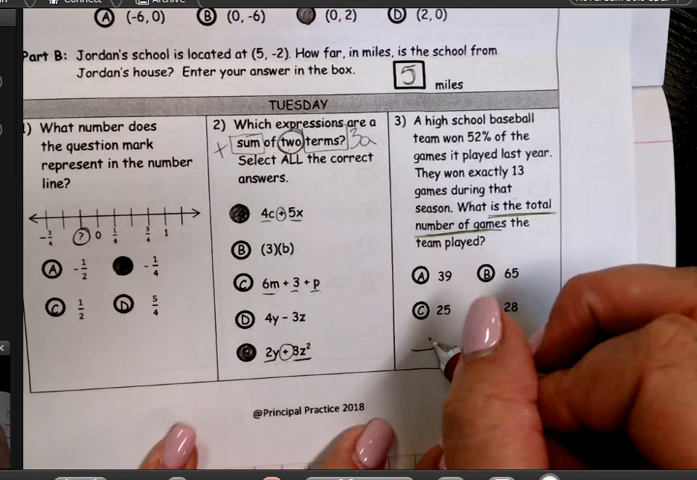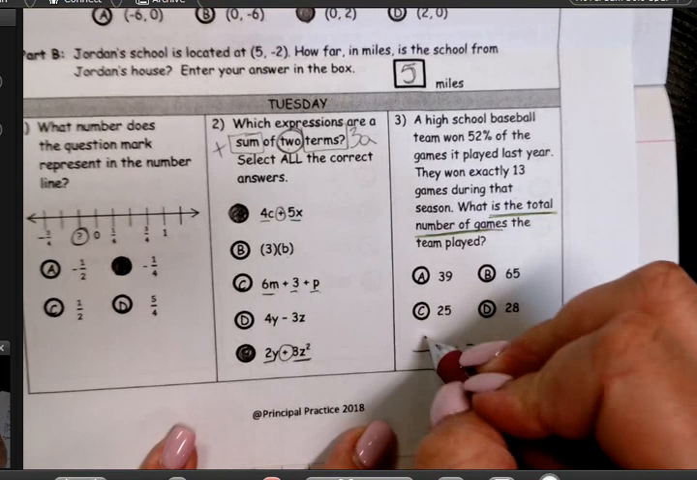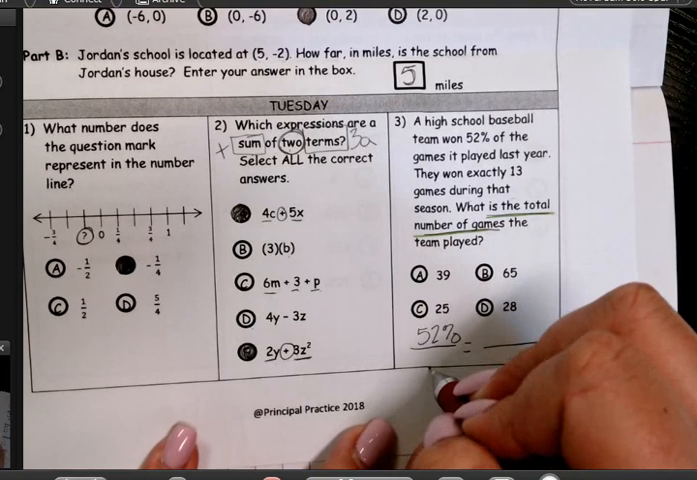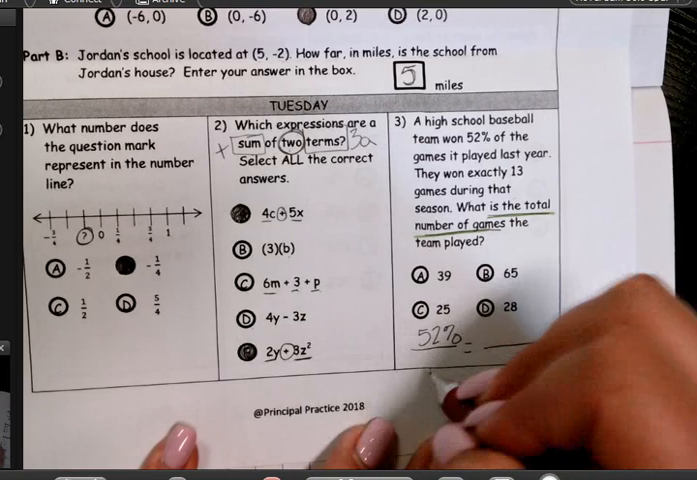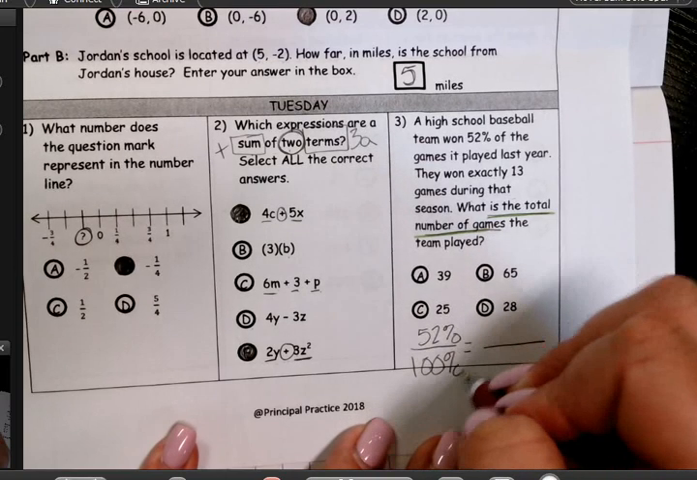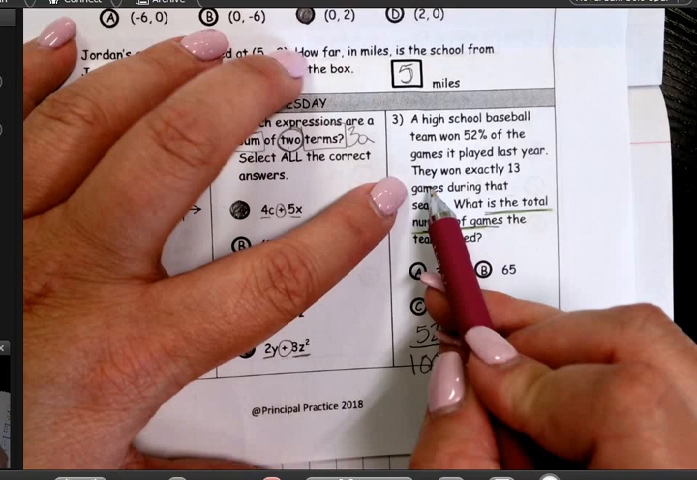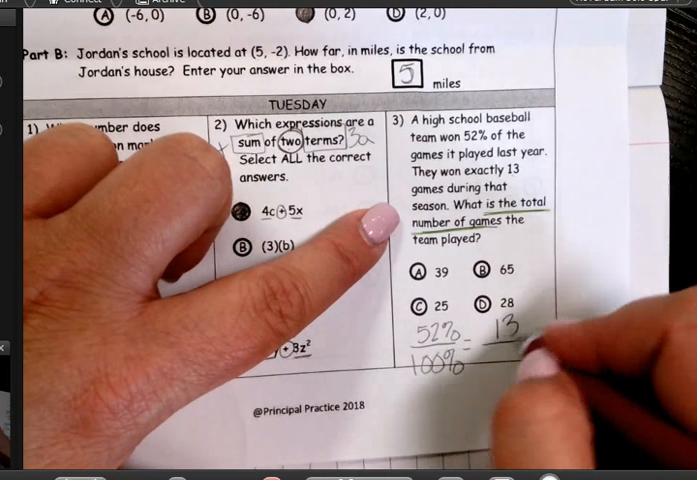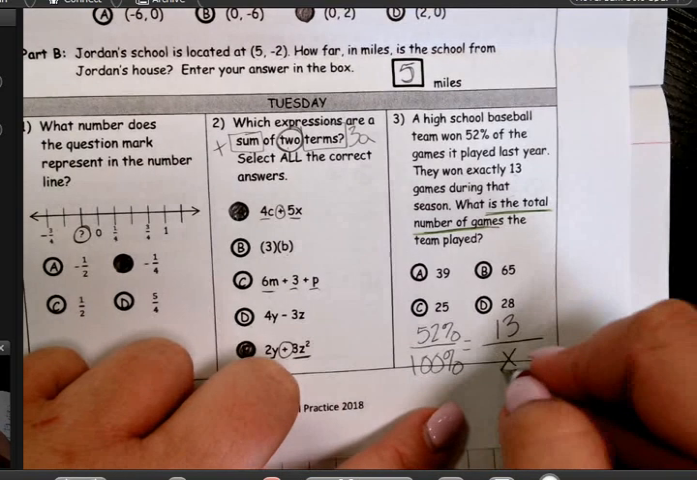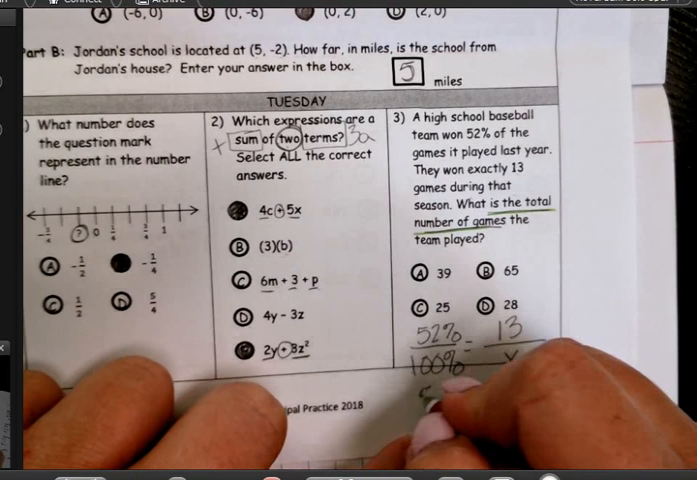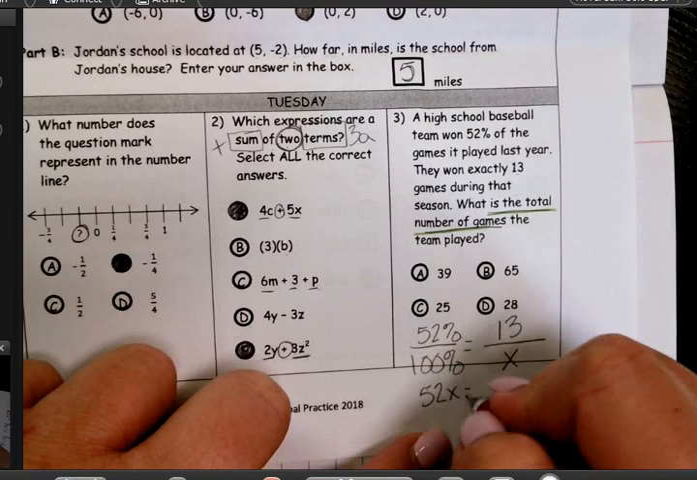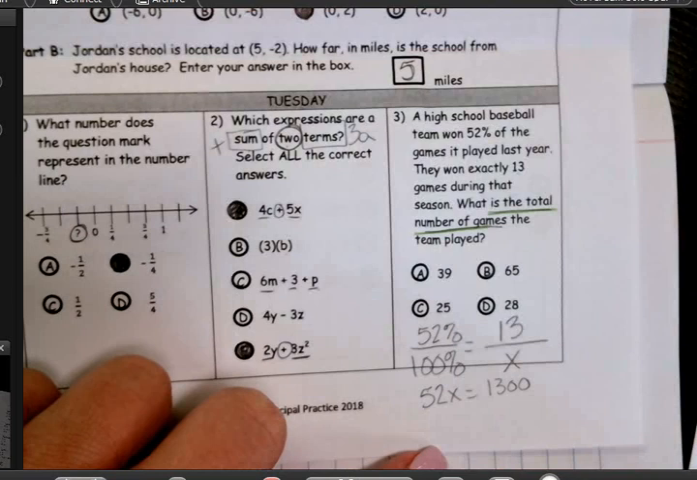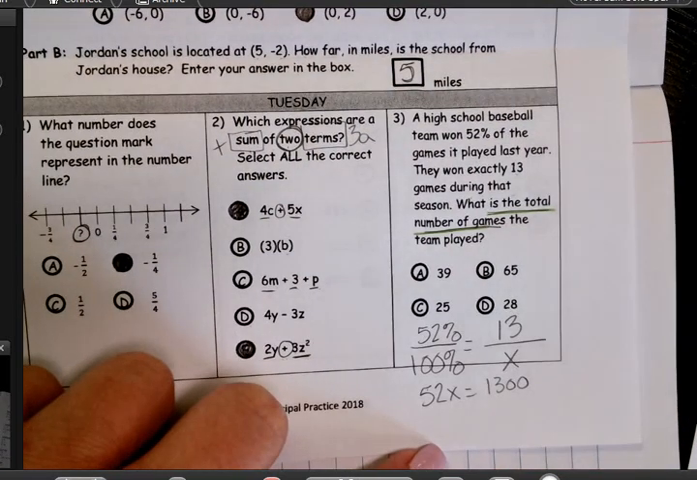What percent am I given? So I have 52%. And what is always that denominator? What is the whole percent? 100%. And it tells you that they won how many? 13. So that's the part, and you have to find the whole, right? So then I cross multiply. And then what do I do? Divide by what?